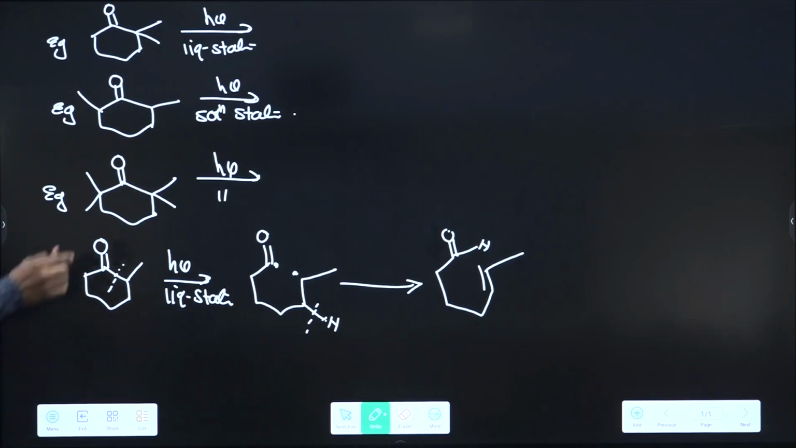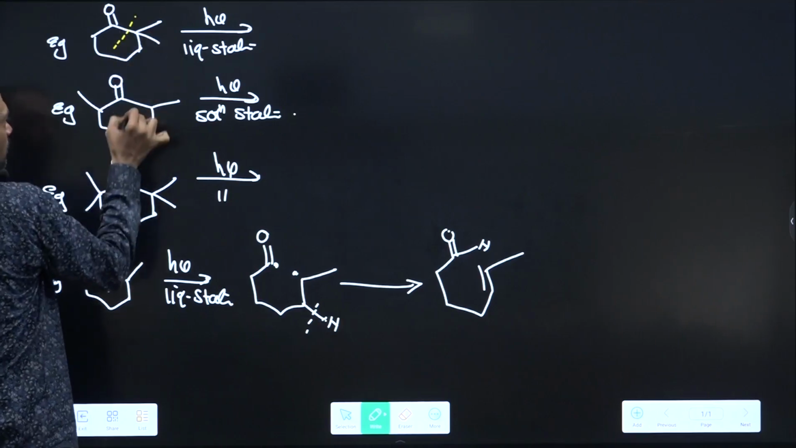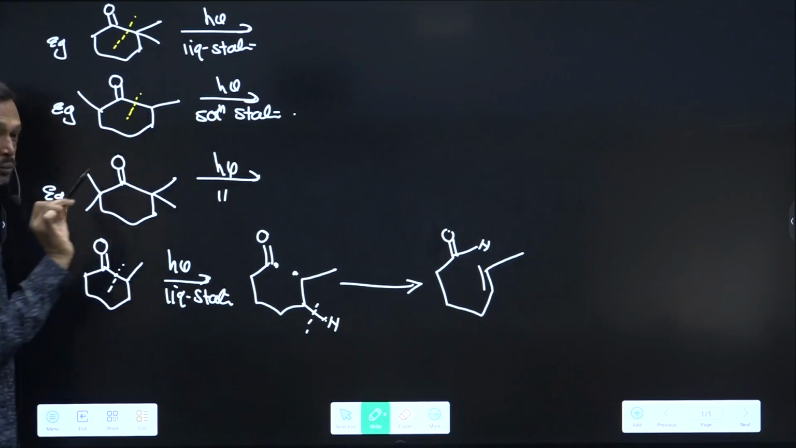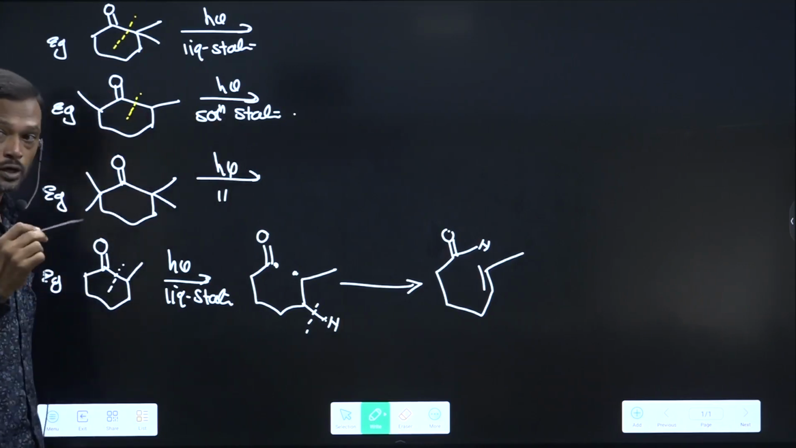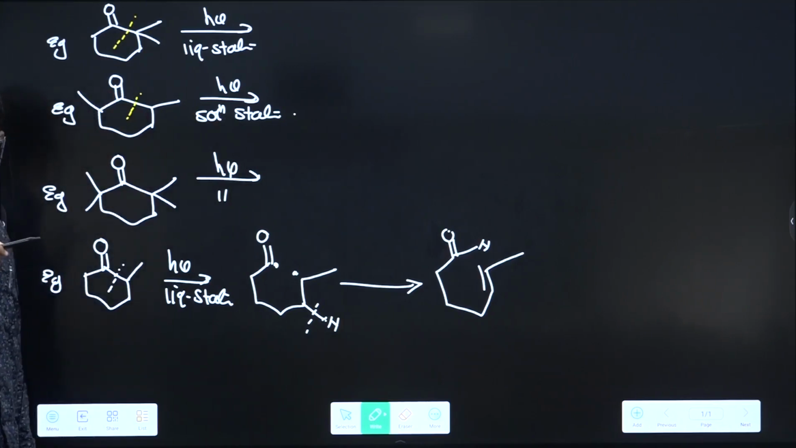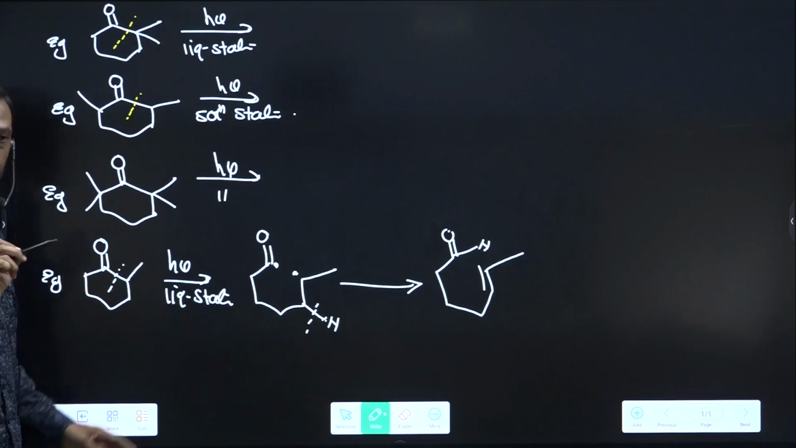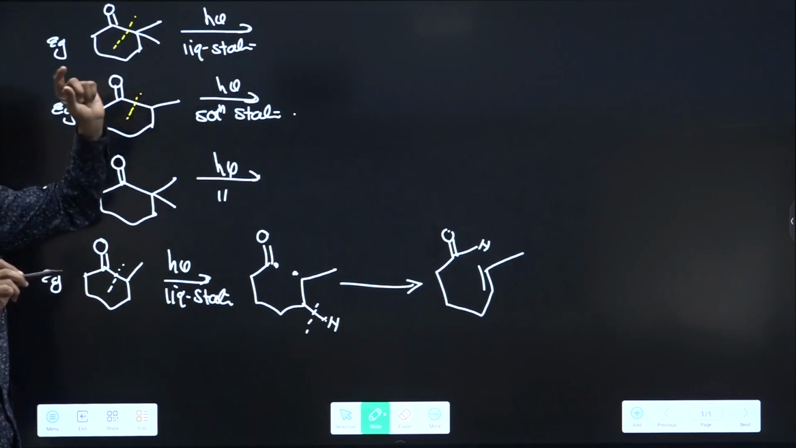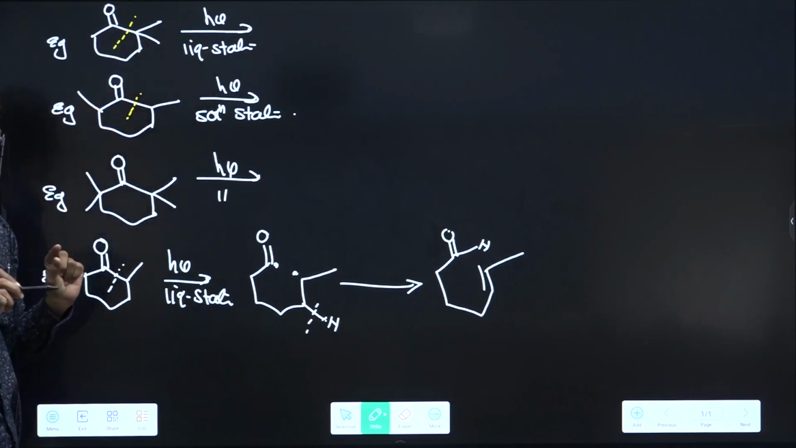Where should I break here? Can I break the right side? Here you can break any one side. Whenever you take the solution state, don't remove CO. If it is a gaseous phase, try to remove CO. That is the key point. If it is a solution state, try to break that side where you will get a stable alkyl radical.